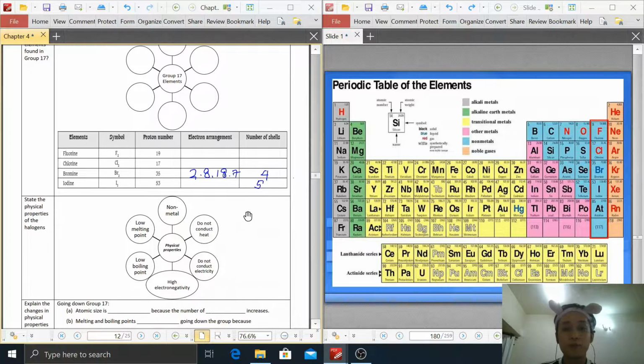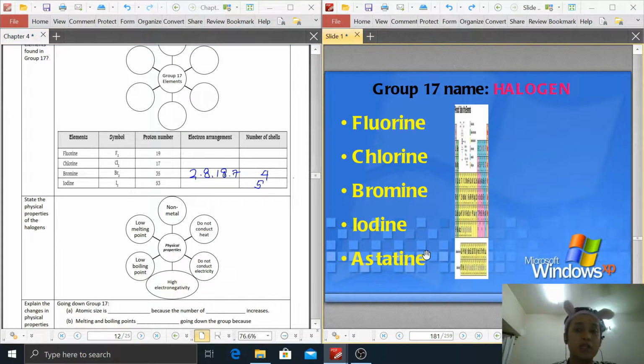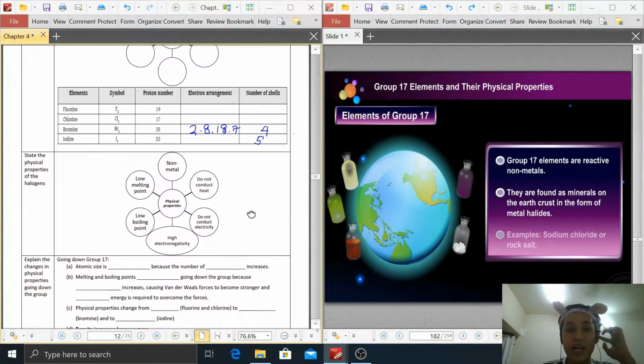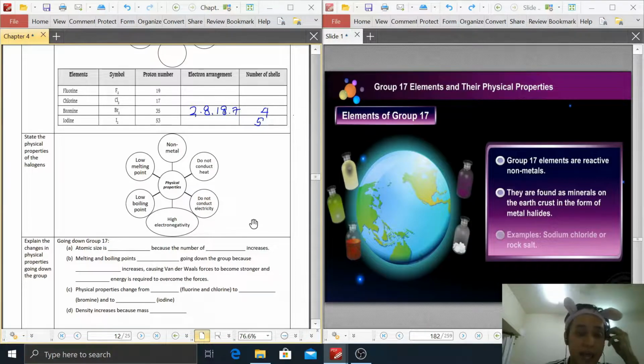Let's look into the physical properties of group 17. The first thing you need to know is that of course they are non-metals because they are on the right side of the periodic table. Another thing is that they do not exist naturally, meaning you won't be able to find chlorine gas or bromine liquid in nature. You don't dig the ground and suddenly see bromine liquid coming up.